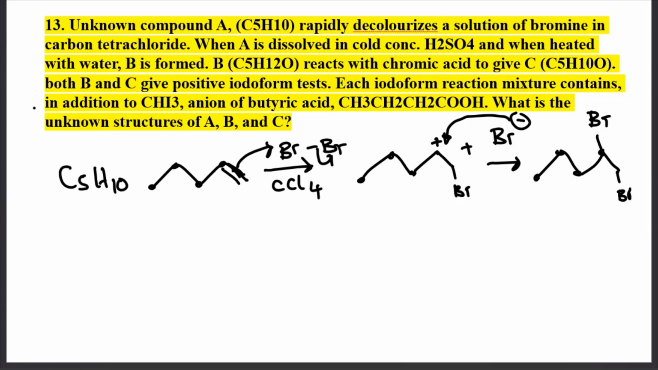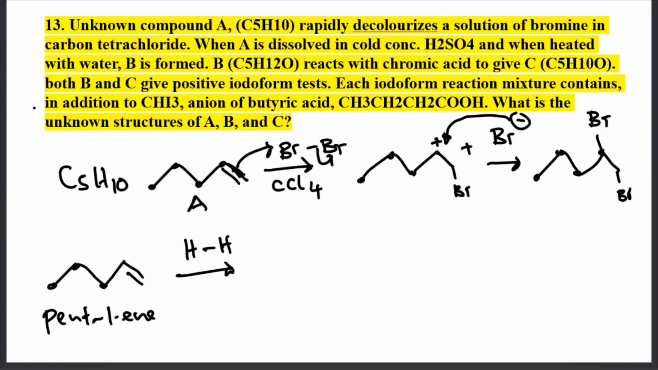And then they're saying when A, this is A here, is dissolved in concentrated sulfuric acid and heated with water, B is formed. So when we react this guy here, which is an alkene, 1, 2, 3, 4, 5, so this is just 1-pentene, you react this with sulfuric acid. You know sulfuric acid is like this. And you put it in water. What is going to happen is that this double bond will get this proton from the acid, and then it will form this compound. So the hydrogen will be added here.